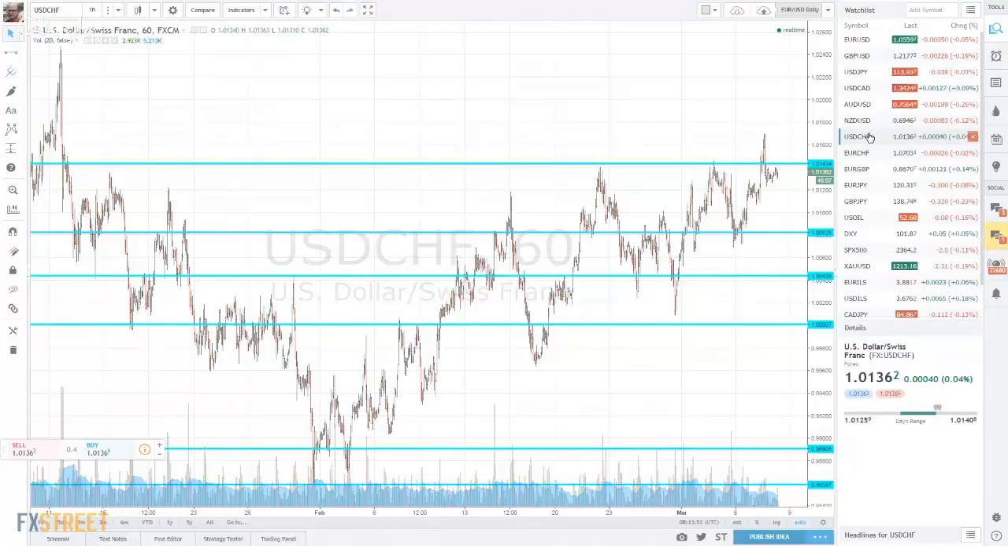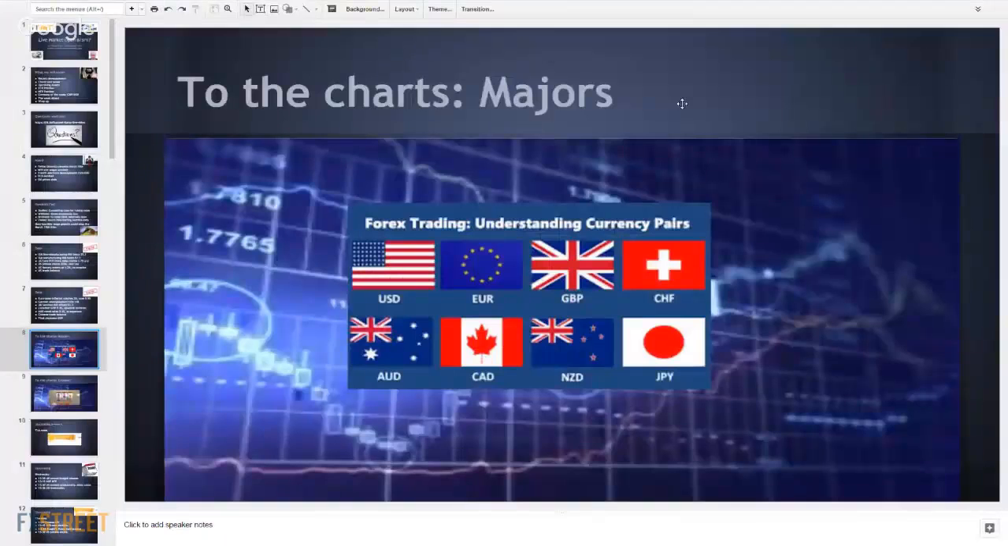100.80, 100.40 are sort of dense lines here. The round number of parity, it does play a role, very round number, and also served as support. Further below, we have 99 and 98.50. So this concludes our segment about major currency pairs.